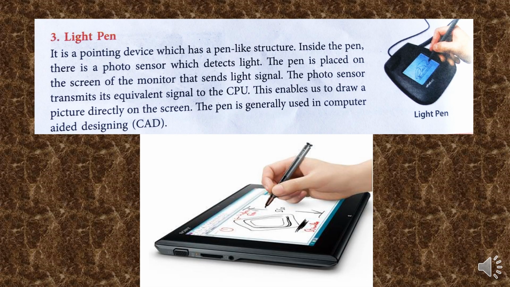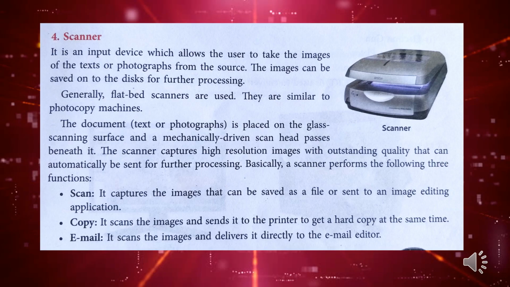Now, let us talk about another pointing device and also an input device called light pen. Light pen is a pointing device which has a pen-like structure. Inside the pen there is a photosensor which detects light. The pen is placed on the screen of the monitor that sends light signal. The photosensor transmits its equivalent signal to the CPU, that is to the central processing unit. This enables us to draw a picture directly on the screen. The pen is generally used in computer aided designing.